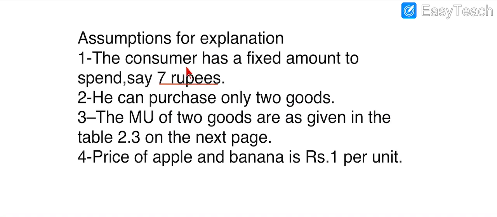We assume the consumer has a fixed amount. Second, he can only purchase 2 goods, and third, the marginal utility of the 2 goods is given. It means whatsoever the consumer is going to purchase, he knows the marginal utility. And the price of apple and banana, these 2 commodities, will be 1 rupee per unit. Let's explain it with the help of the table. Table is here.